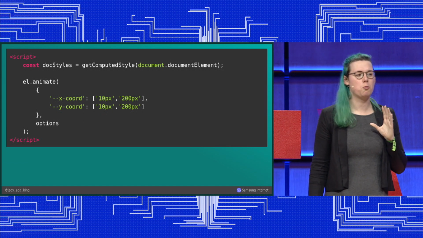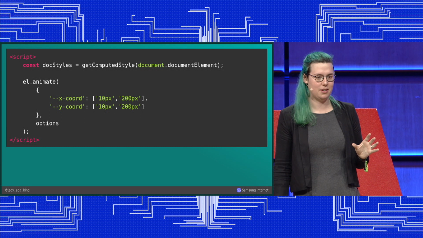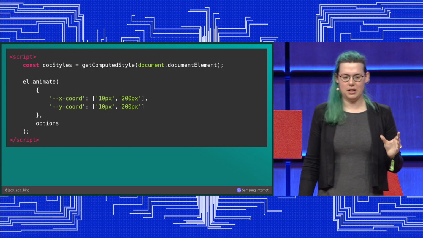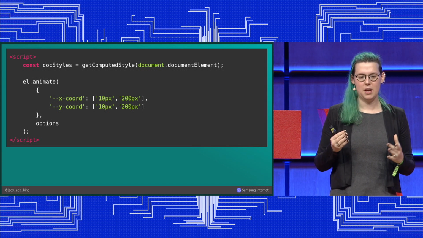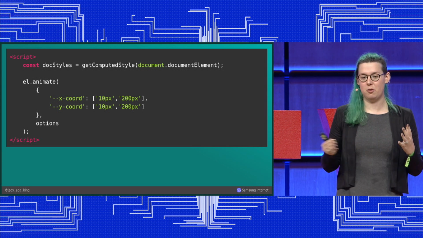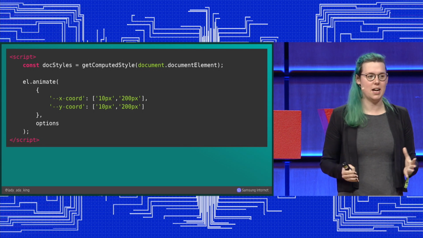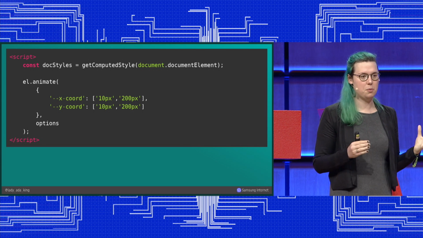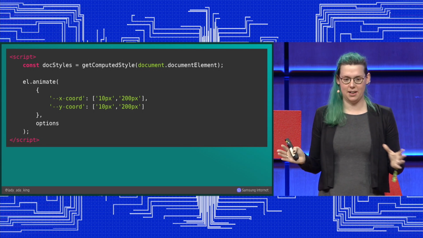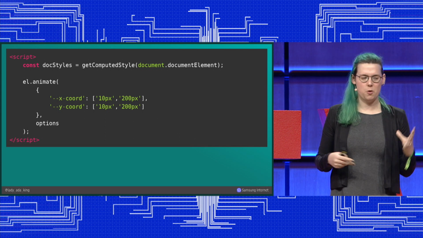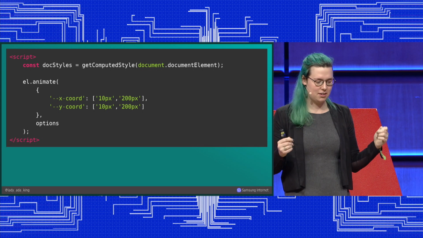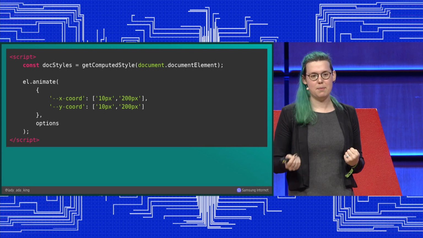It would be really nice if we could just animate our custom properties directly. I mean, that would be really nice, because then we could have a custom property that affects many things and animate it accordingly.